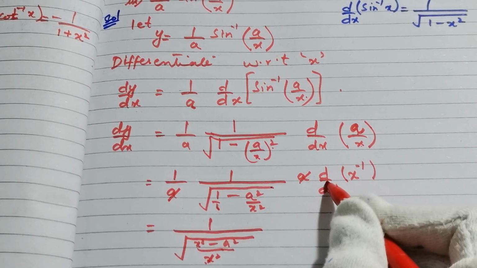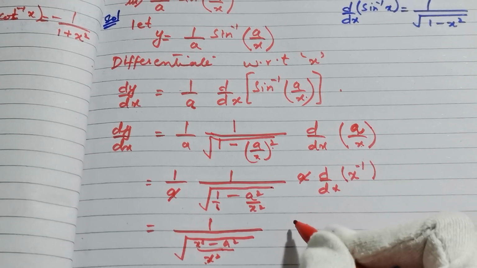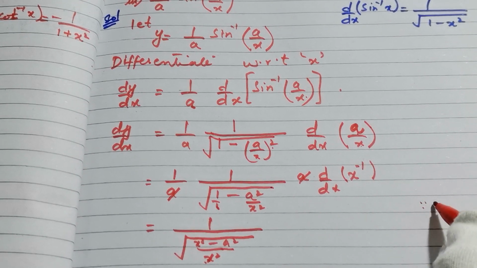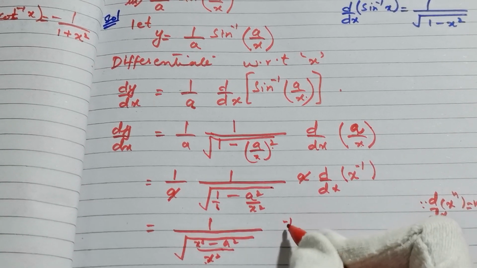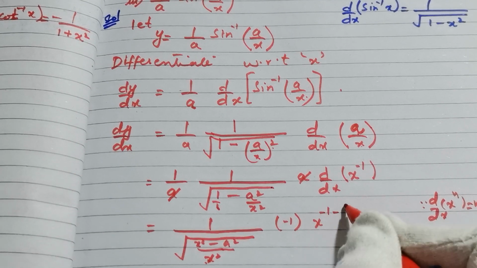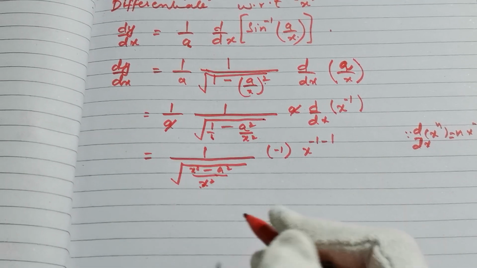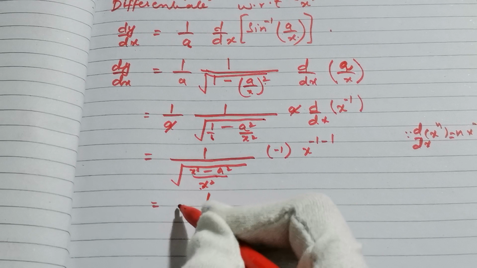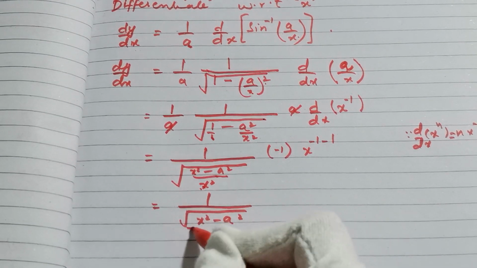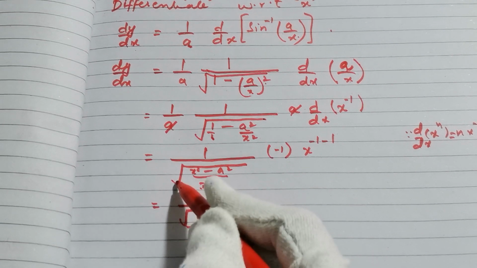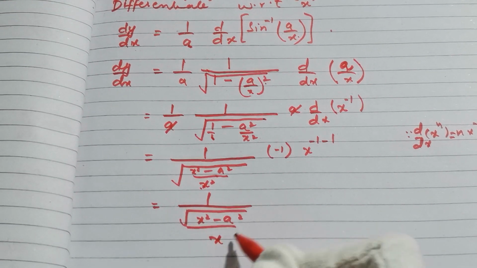Now the derivative of x inverse of x. Here we apply the power rule. According to the power rule, the derivative of x raised to power n is equal to n x raised to n minus 1. So n is minus 1, x to the n minus 1. Here 1 by under root x square minus a square, and the x square and under root cancel each other. What is left? x is left.